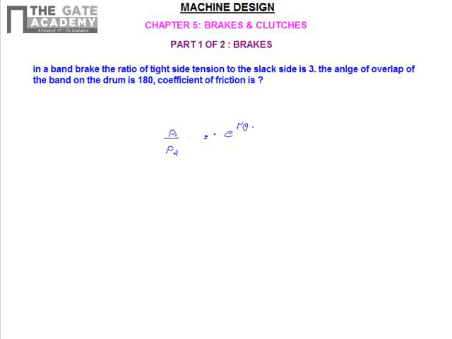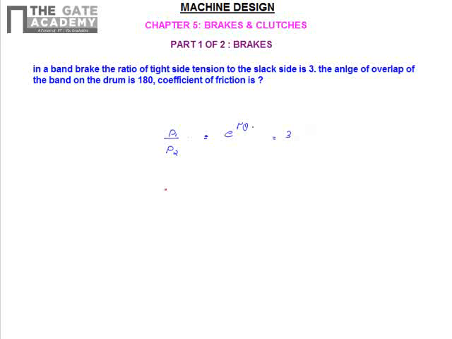In a band brake, the ratio of the tight side tension to the slack side tension is given by e power mu theta, where mu is the coefficient of friction and theta is the angle of overlap. In this problem, we are given this ratio and we are asked to find out the coefficient of friction. So this is a direct substitution. P1 by P2 is equal to e power mu theta, given as 3.